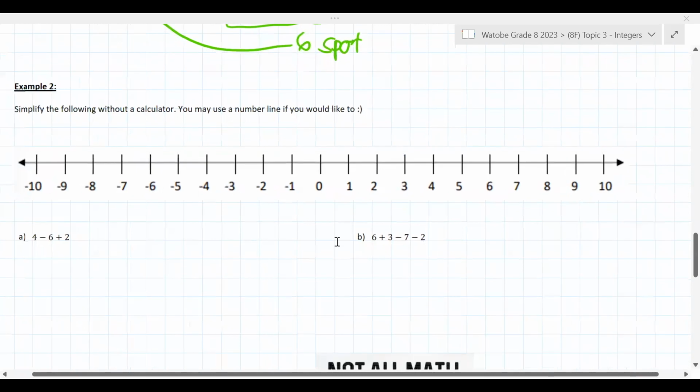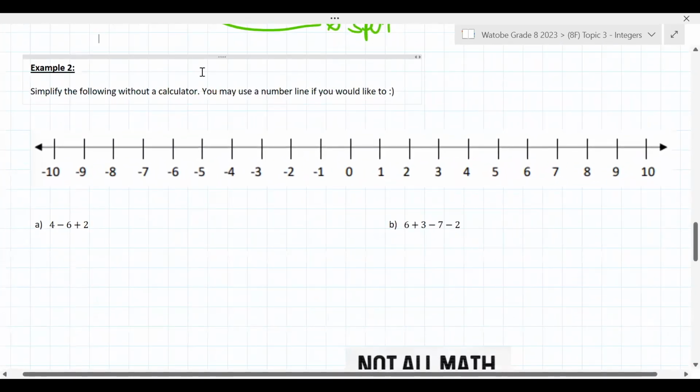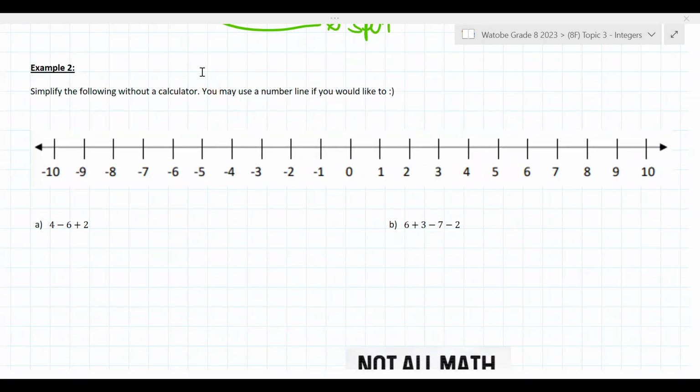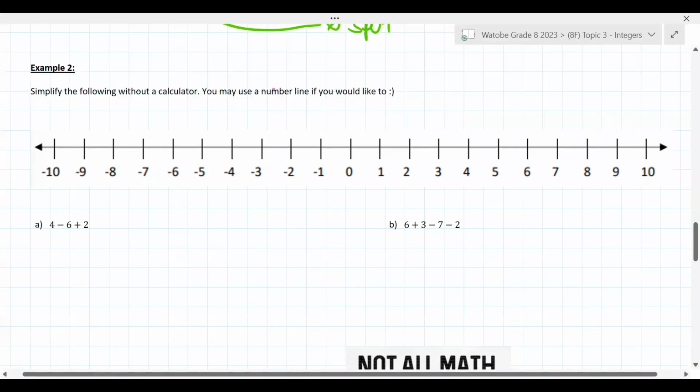Let us try example 2. I'm going to do the first one with you and then I'm going to ask you to do the second one. So let's just make sure that we're all focused, we're all happy. I've put a number line here in case you'd like to use one. I'm going to maybe use it, maybe not. We'll see how we go. But let's have a look. I'm actually definitely going to use it.